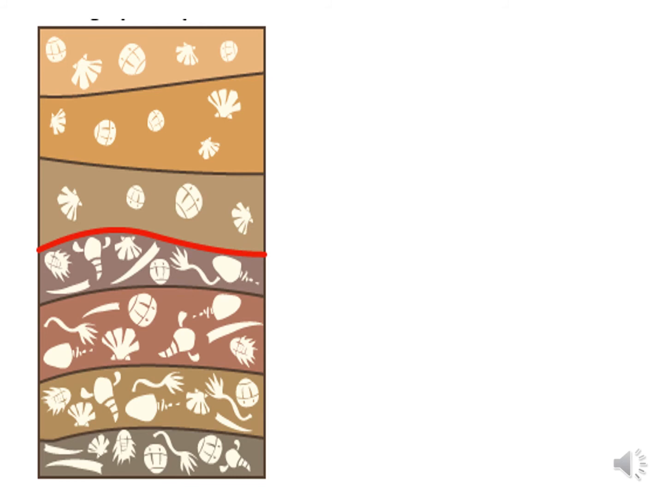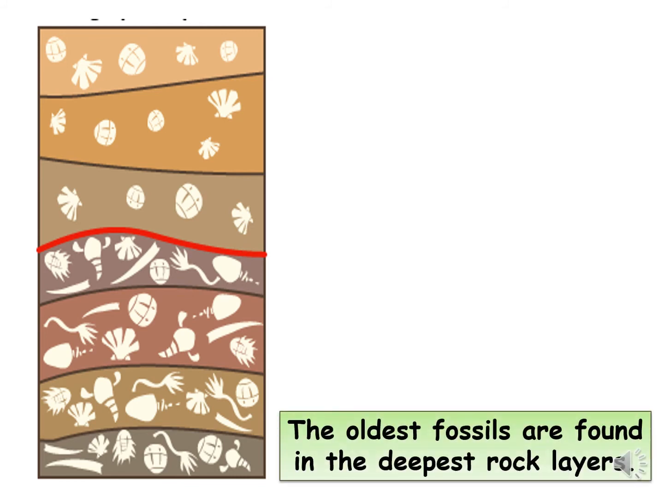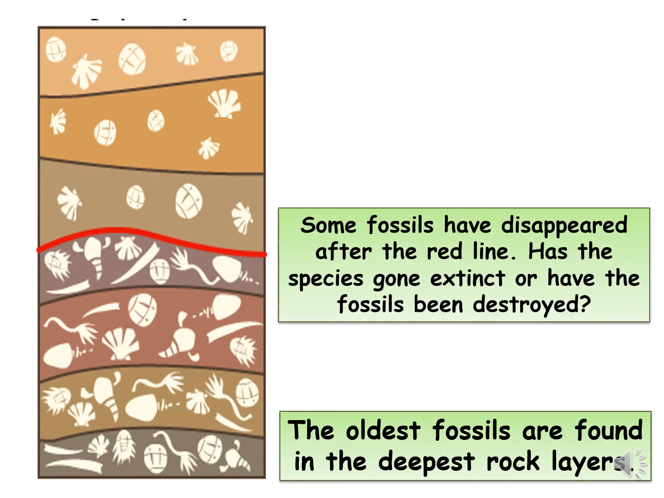Here is another example of some fossils. We've already mentioned the oldest fossils are found in the deepest rock layers, so the ones right at the bottom will be the oldest. Some fossils have disappeared after the red line, so the ones beneath the red line have disappeared. This we say, has the species gone extinct or have the fossils been destroyed?